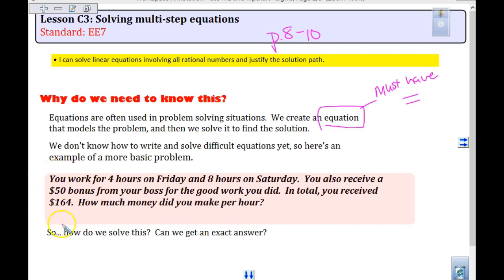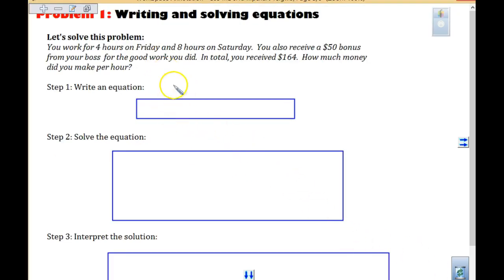It says you work for 4 hours Friday, 8 hours Saturday, and receive a $50 bonus from your boss for good work. In total, you're receiving $164. How much money did you make per hour? Some of you could guess and look at some numbers, but we want to actually write an equation.